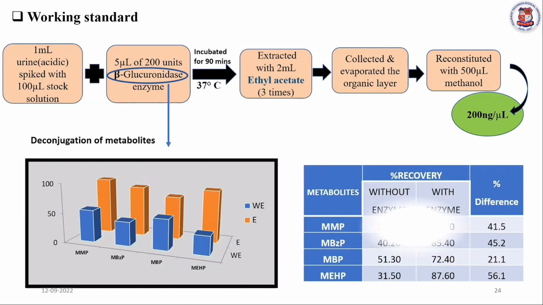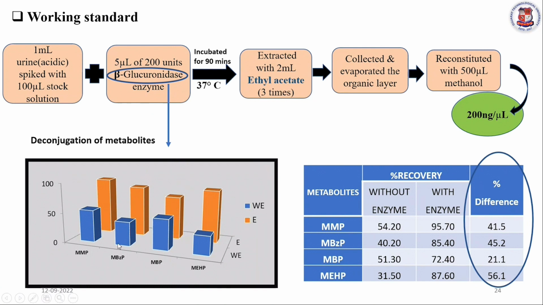So this is the data of deconjugation of metabolites with and without the use of enzyme. You can see the recovery is very low when we have not used the enzyme. When we have used the enzyme, beta glucuronidase, it deconjugates the metabolites from the urine matrix, and increases the recovery. It is almost more than 40% recovery in each case we have observed. So that's why we have used the deconjugation enzyme, beta glucuronidase.